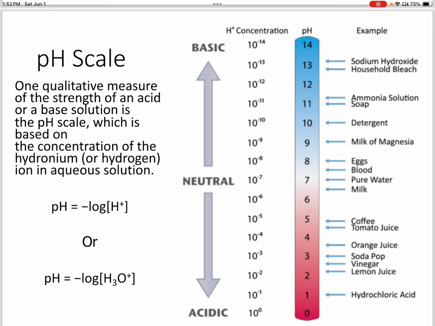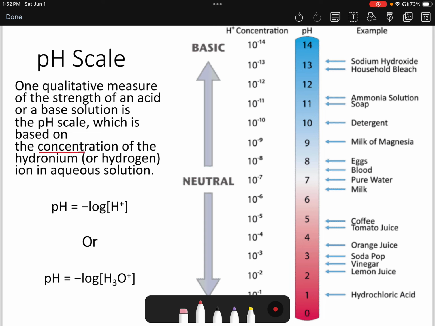So it's really based on the concentration of the hydronium or hydrogen ion in aqueous solution. And again, hydronium and hydrogen are essentially the same. It just depends on how you write your reaction out. So specifically, pH is equal to the negative log of the concentration of hydrogen. Or the other way we could write it is negative log of the concentration of hydronium ion, H3O+.